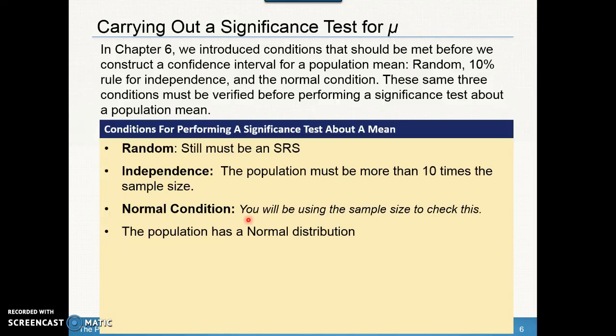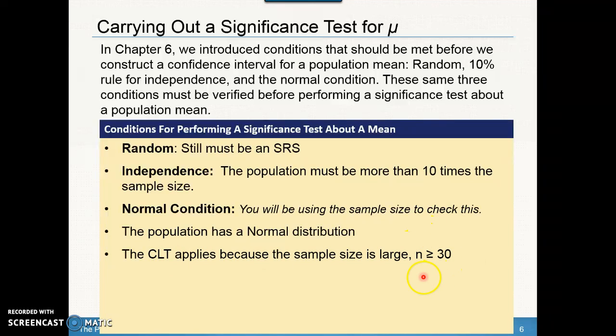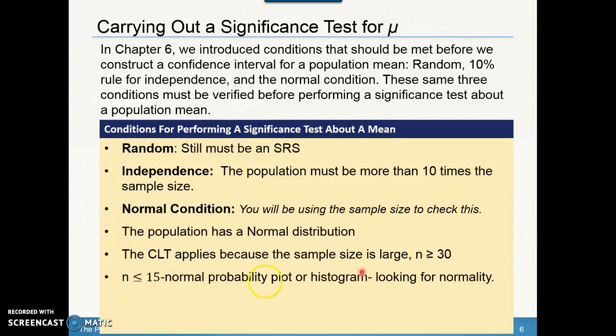How can we check to see if means have a normal distribution or are normally distributed? Number one, if the population is normally distributed, you're good to go. Remember that the central limit theorem applies as long as the sample size is large, which is greater than 30. If it is smaller than 30, there are a couple of things you can check.